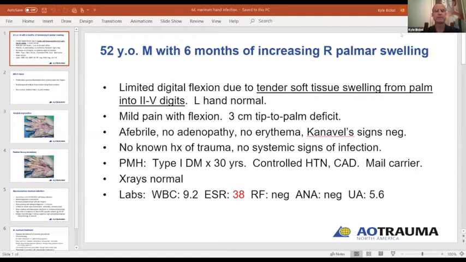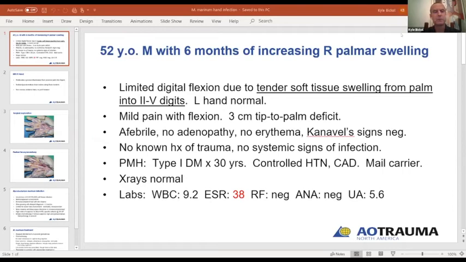However, he remained afebrile. There was no adenopathy on exam, no erythema, and Kanavel signs were negative. Those are all the points that John was talking about in physical exam. He didn't have a history of trauma and he had no systemic signs of infection. His past history was significant for diabetes, but he was well controlled. He'd had type 1 diabetes since he was a young man, and he also had controlled hypertension and medicated coronary artery disease. He worked as a mail carrier, but didn't recall any trauma either at work or at home.